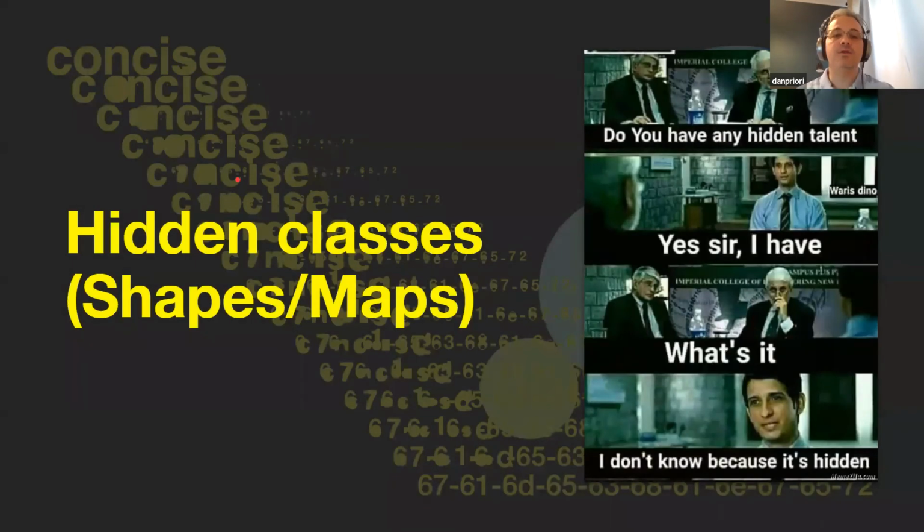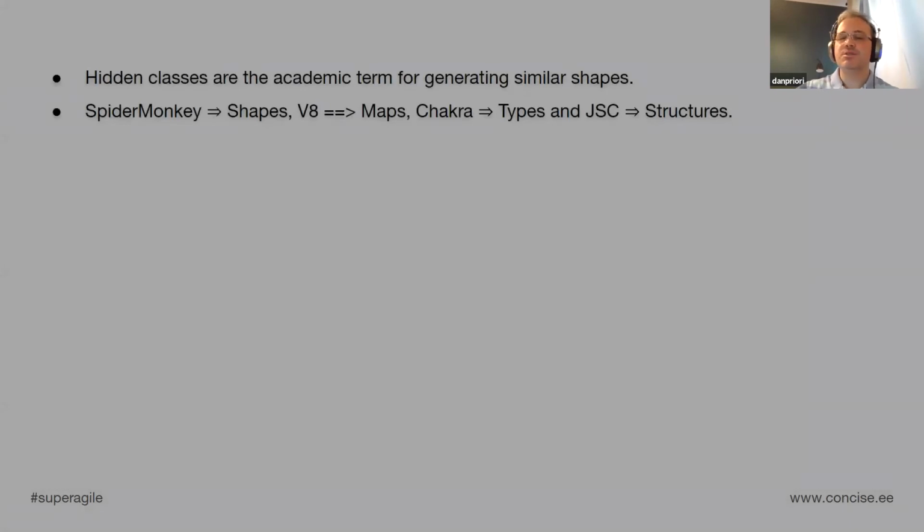So now let's talk about hidden classes. JavaScript engines generate shapes of each object that we create. Similar objects share the same shape that we call hidden class. In some engines like SpiderMonkey, which is the engine inside Firefox, they call them shapes. In V8, we call them maps. In Chakra, inside Microsoft Edge, we call them types. And in Safari, we call them structures.